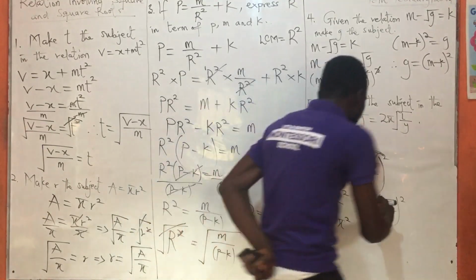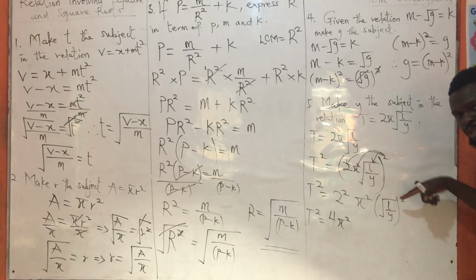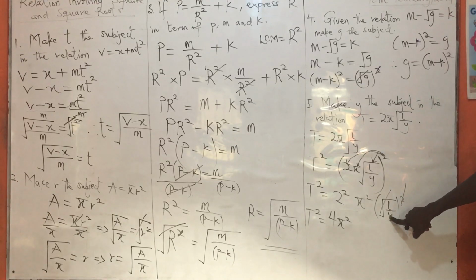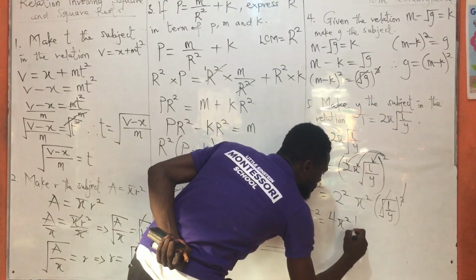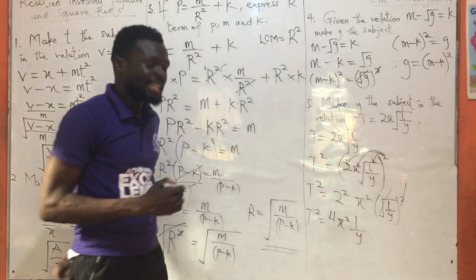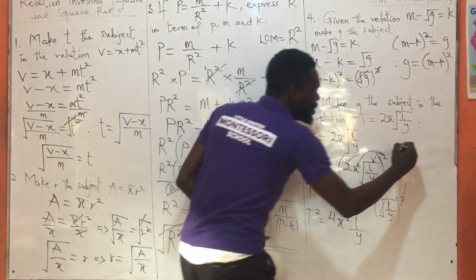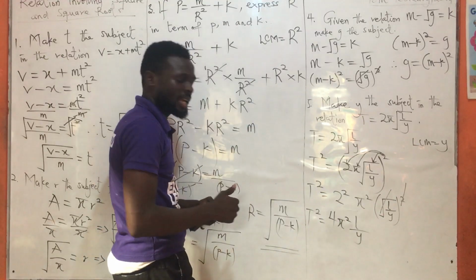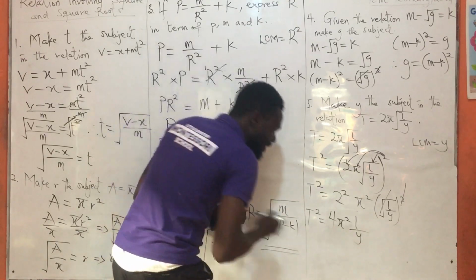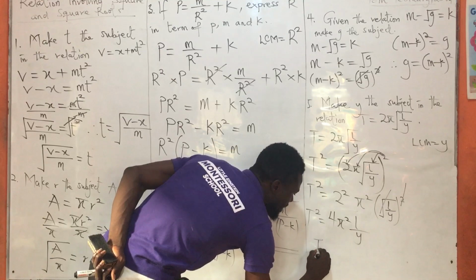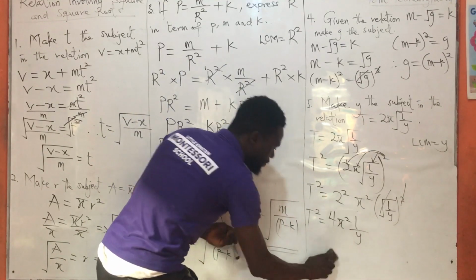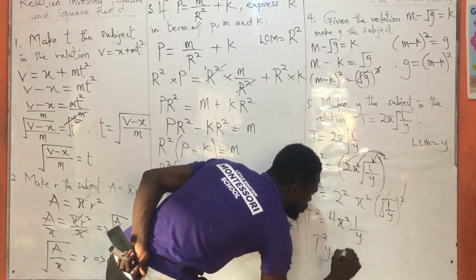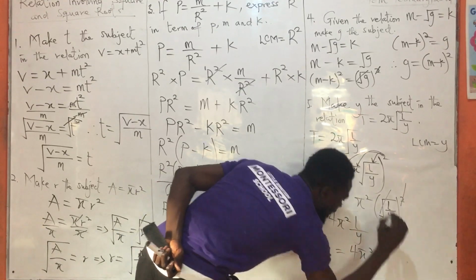Now here, because we have introduced the square, what will happen to the square root? The square root will be cancelled out by the square. So you now have L over y. Then you have your fraction, whereby your LCM is y. So you multiply this side by y, and you multiply this also by y. So this is going to give you t squared y is equal to 4 pi squared L.